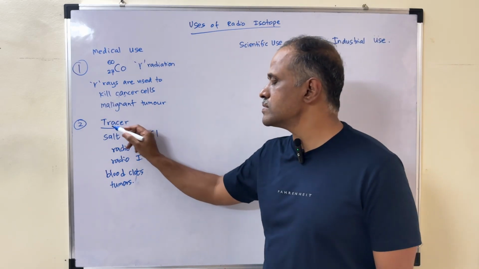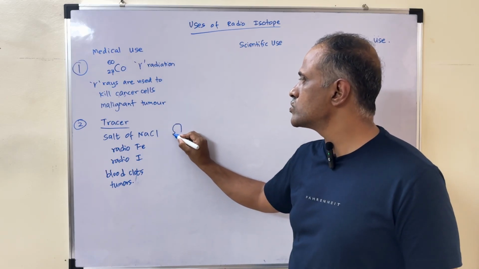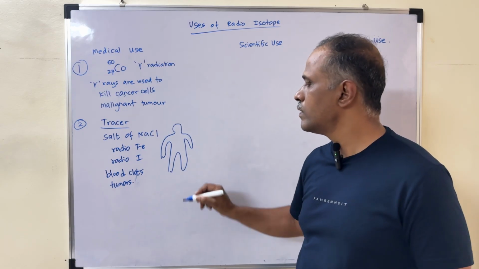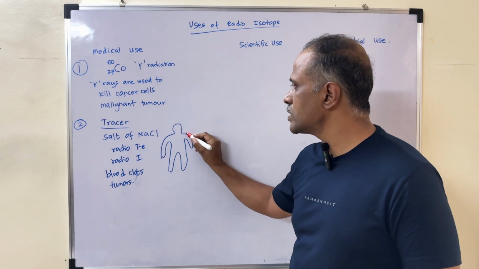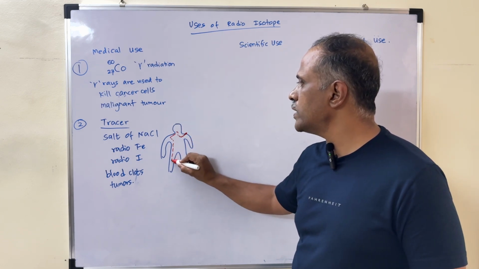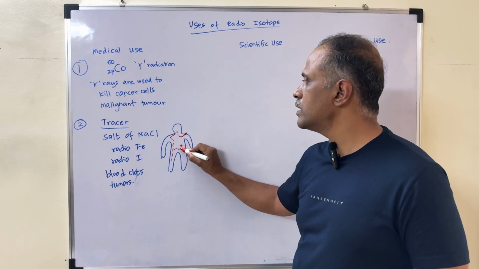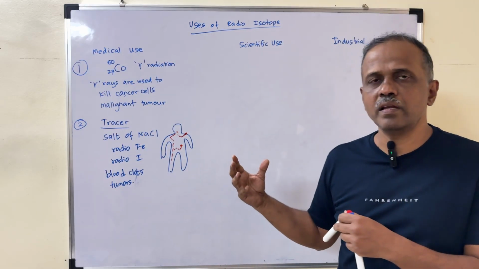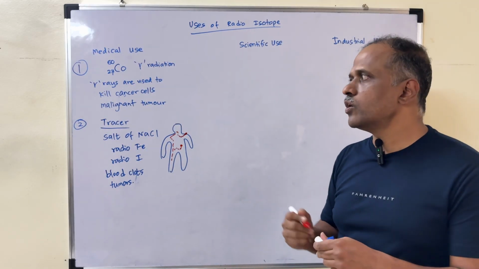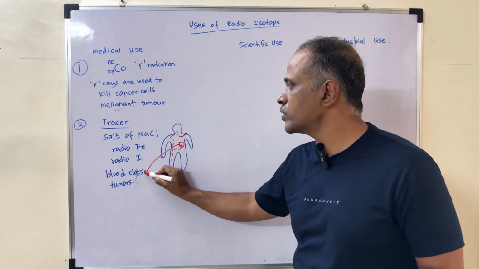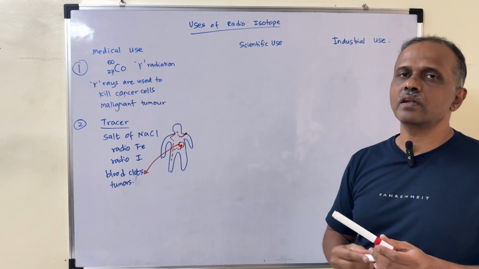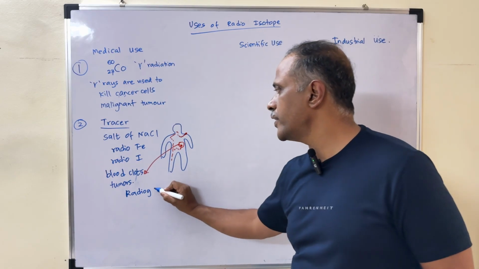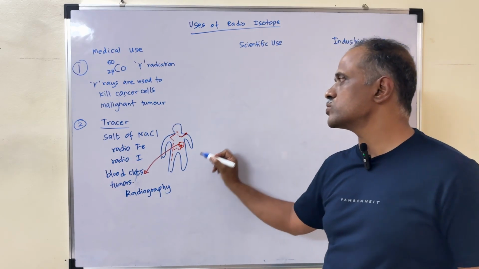Now what will the tracer do? Suppose this is our body and the tracer is injected. It will go to the entire body, and wherever a clot is there, it will not go beyond that particular region. The radiations from these are detected and studied so that we can find where the tumor is, or that blood clots are there. This particular technique is also called radiography.